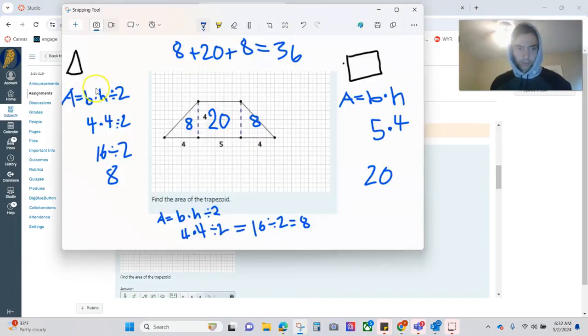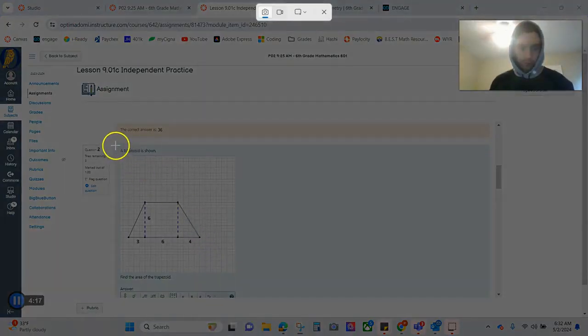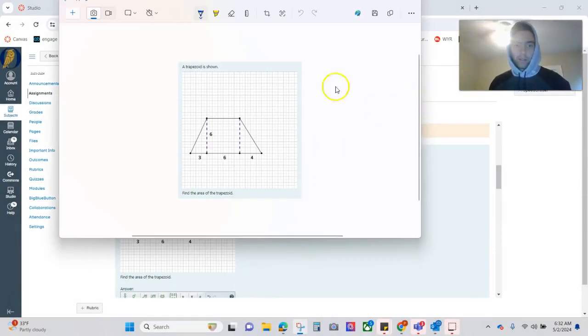Question 2. Find the area of the trapezoid.